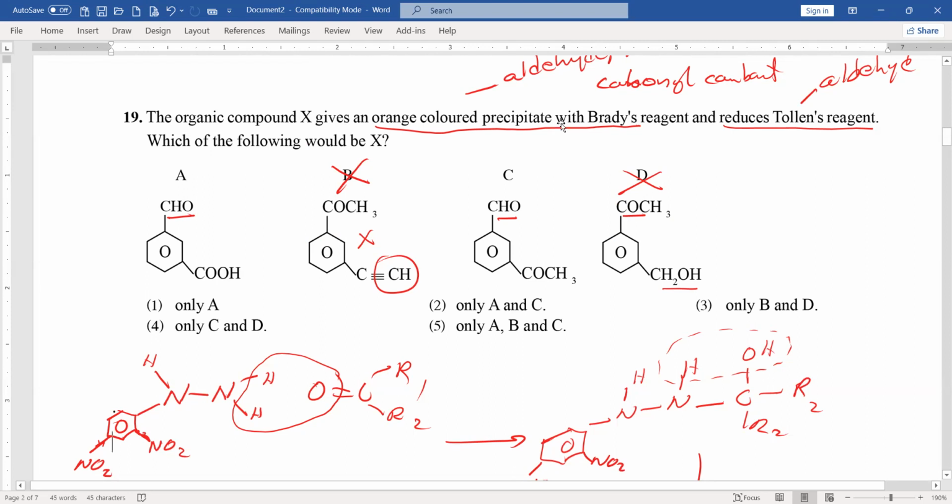The organic compound gives an orange colored precipitate with Brady's reagent and reduces Tollens' reagent. So it can be either A or C. Therefore, your answer is the second one.